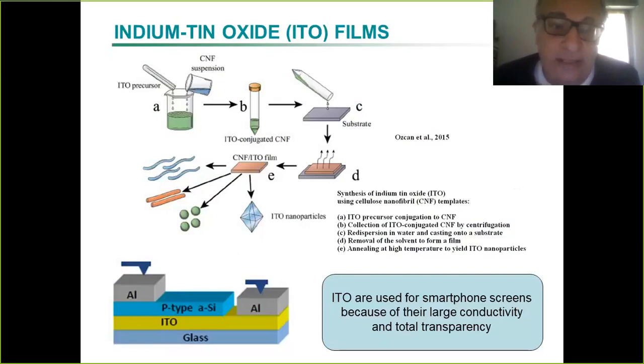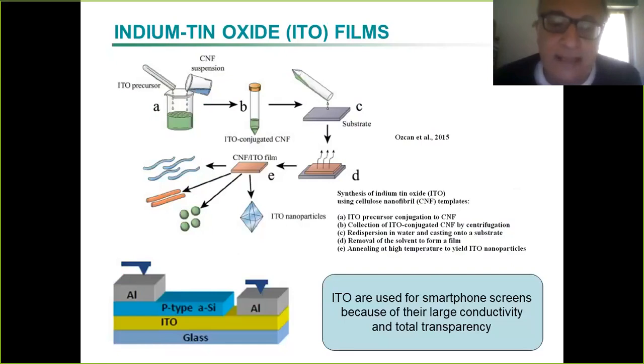Here you have a kind of process, and what you find in the end is that you have this film with very precise, very precise and crystalline cellulose nanofibrils, which reduce the dimensional variations of the film you produce in the end.